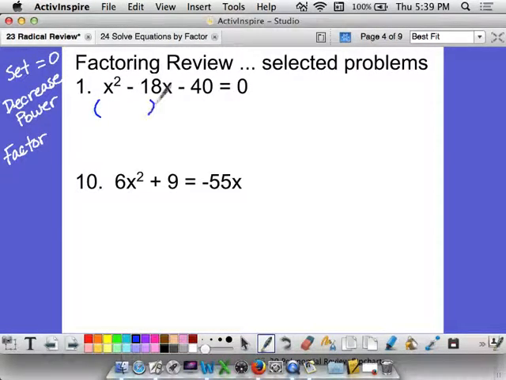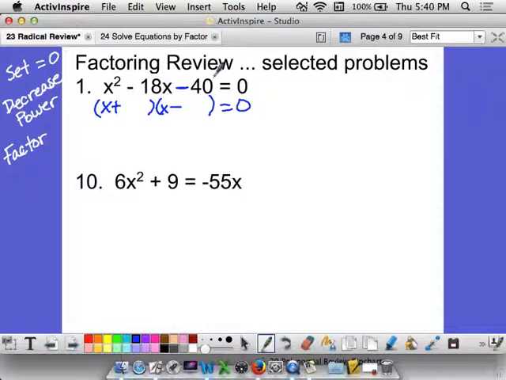Set up your two binomials equal to 0. Be very neat with your work. The signs will be different. So in my parentheses, the signs will be different. One's a plus and one's a minus. It does not matter which you put where. You'll determine those signs a little bit later on. So here I have x plus, x minus.